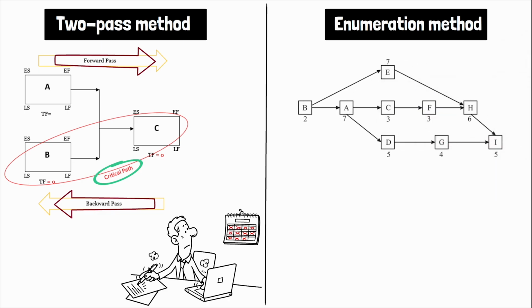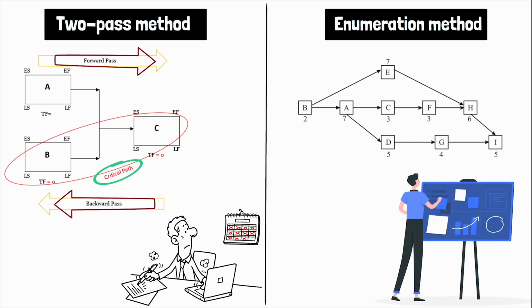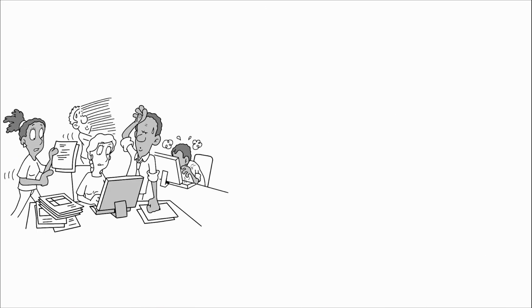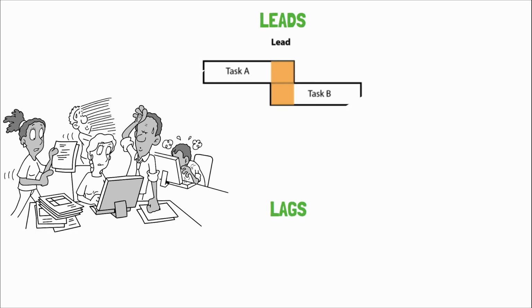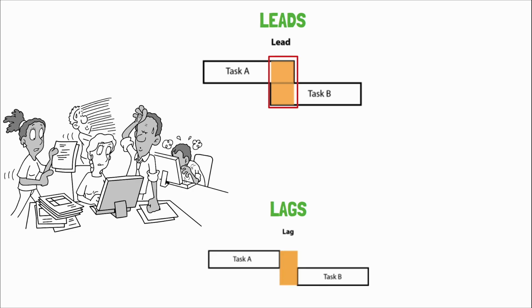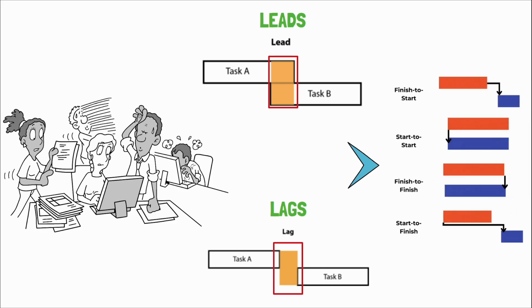The enumeration method, on the other hand, involves listing all possible paths and their durations to determine which is the longest. Both methods lead to the identification of the critical path, where all activities have zero float. Adjusting a project sequence logic can sometimes be necessary, and this is where leads and lags come into play. A lead is an acceleration of the successor activity, allowing it to start before the predecessor has fully completed. A lag is a delay in the successor activity.